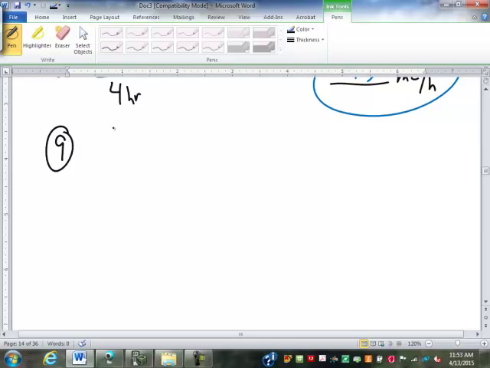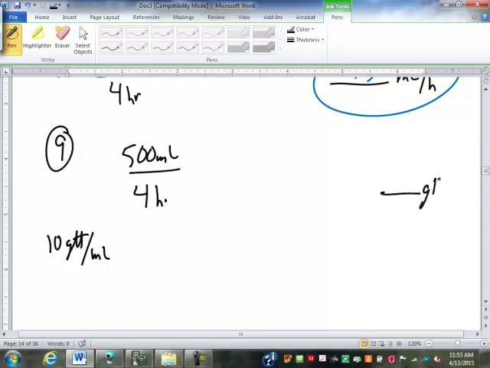Number 9. An order calls for 500 milliliters to be infused over 4 hours. Drop factor is 10 drops per milliliter. Find the flow rate. And again, here's when you have to look at the solutions asked for: drops per minute. So we're going to have to convert this to drops per minute. First thing I would do is divide this out. 500 divided by 4 is going to be 125 milliliters per 1 hour.